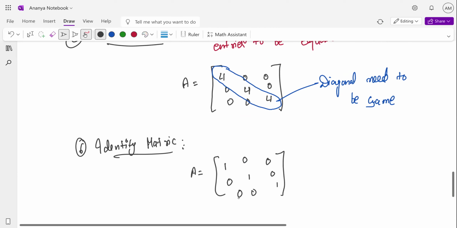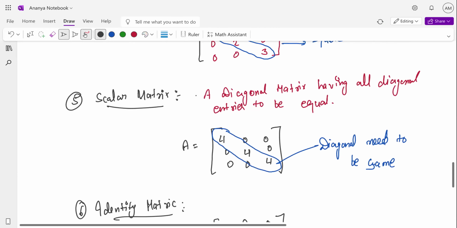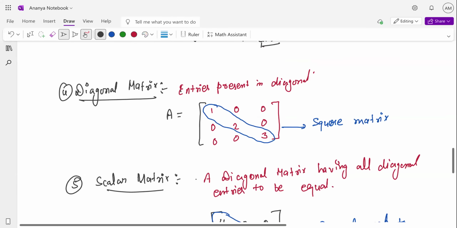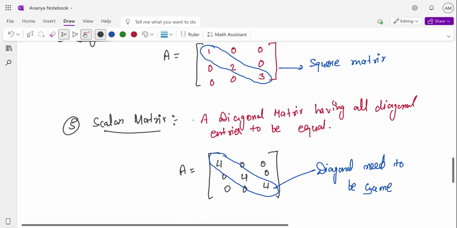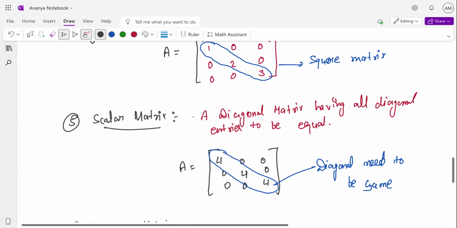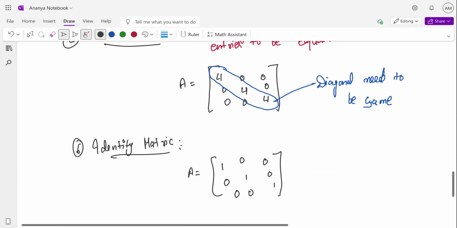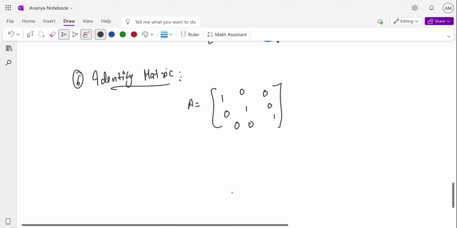Okay. The only difference. Understood? In diagonal, only the diagonal elements are present. In scalar, the diagonal elements are supposed to be equal. In identity matrix, all the diagonal elements are supposed to be one. That's it. So, any doubt?